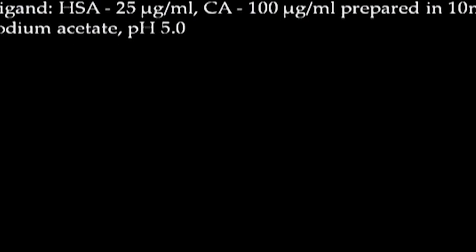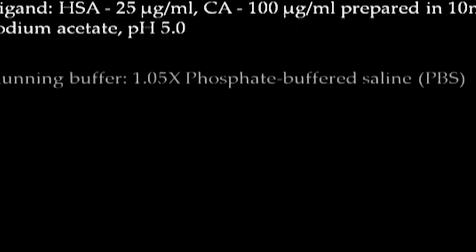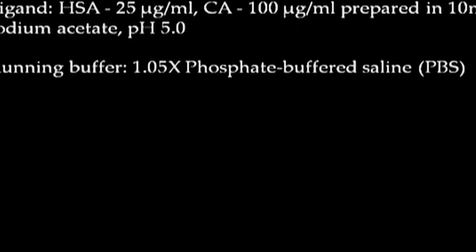As per the volumes listed on the table, we will now prepare buffers and reagents required for immobilization of these two proteins on the sensor chip. The proteins are prepared at working concentration of 25 microgram per ml for human serum albumin and 100 microgram per ml of carbonic anhydrase using an immobilization buffer of pH 5. We will be using 1.05x PBS buffer as the running buffer, which will be connected to the system followed by priming.